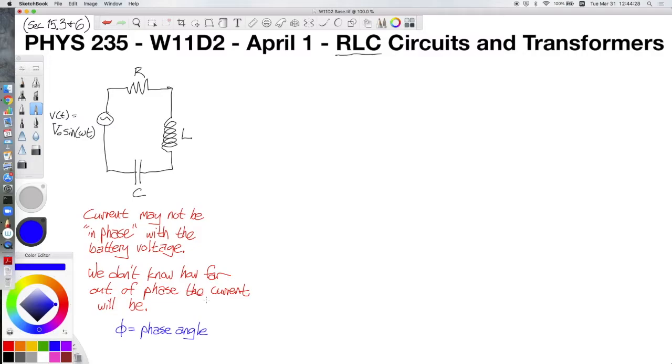This means that we can write the current in the circuit, current as a function of time, as the maximum value for the current, I naught, times sine of omega t. Well, if it were just sine of omega t, then the current would be in phase with the battery voltage, because both of them would be sine of omega t. To represent this unknown phase shift in the current, we're going to subtract our phase angle inside of the argument for this sine function. Note that current will be the same for all of our circuit elements because they are all in series.